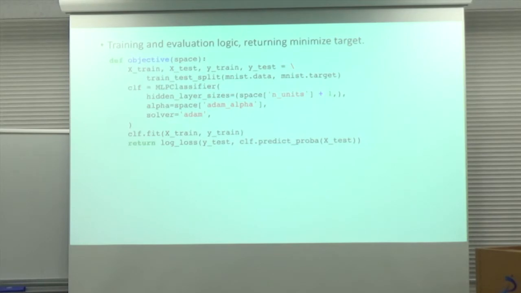After setting the search space, the next step is to define the objective function. This is actually what we are always doing with machine learning experiments, that is, writing training and evaluation logic. For example, here just splitting the data into training and test, fitting the model, and returning log loss with test data. Here I'm using the log loss metric, but any metric is okay. And finally, we can run the experiment, just passing the objective function and the search space setting. So basically, that's all about the setup for hyperopt usage. I think it's very simple.